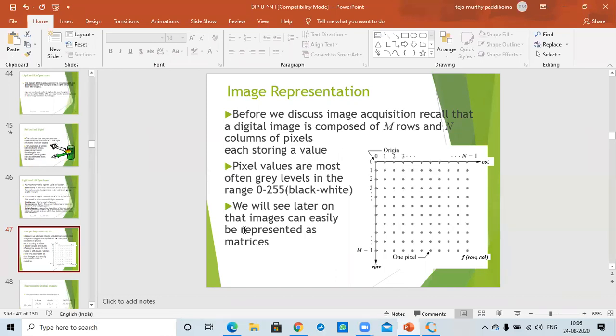As a computer, we can understand only digital values, ones and zeros. We cannot even understand hexadecimal values. The computers can understand only zeros and ones. So an image is represented as a two-dimensional matrix, with a column axis and a row axis. Generally, we represent the rows by m, so if there are m rows, the values are from 0 to m minus 1. Similarly, if there are n columns, they are represented from 0 to n minus 1.